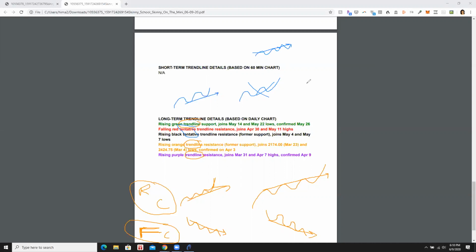So the key here is if there's no qualifying word and it says trend line, it means it's confirmed with 3 touches. If the word tentative is there, it means there are 2 touches. Tentative, 2, T, T. That should help you remember it. Type a Y for me if you understand this. Tentative trend line means 2 touches only. Any other type of trend line means it has at least 3 touches.